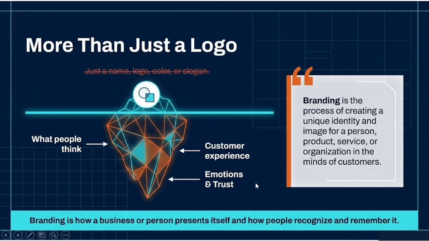Your brand represents the emotions. What emotion do people get when they think about your brand? What do they think about? Do they gain the trust? Do they trust the things that you are offering? Do they trust the services you are offering to them? So those things contribute and build what we call a brand.